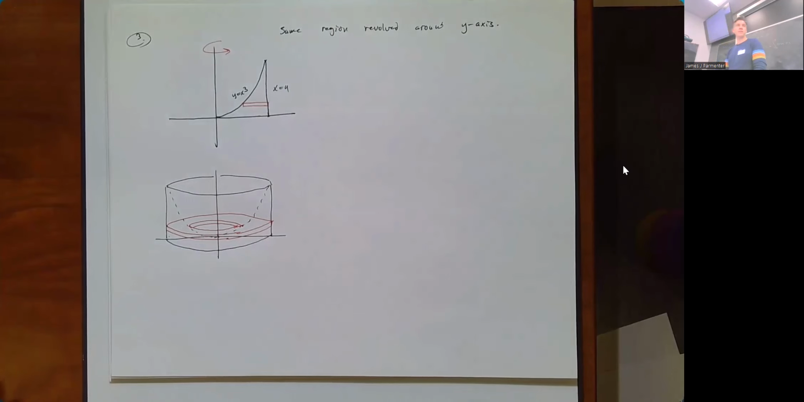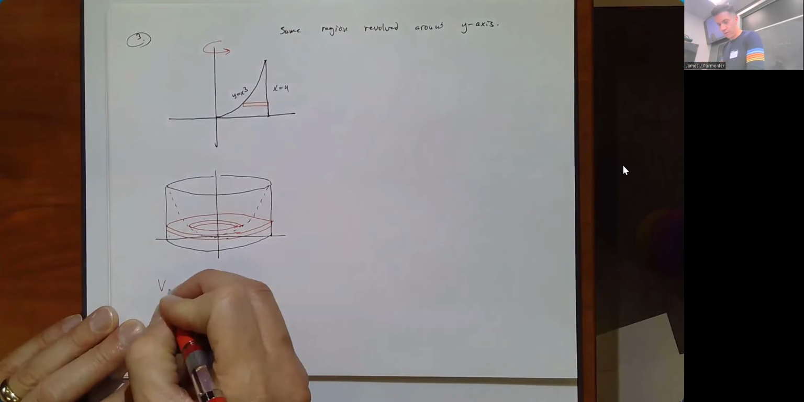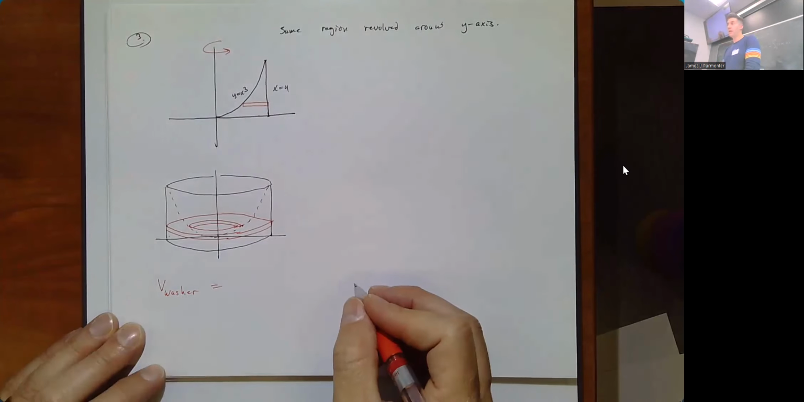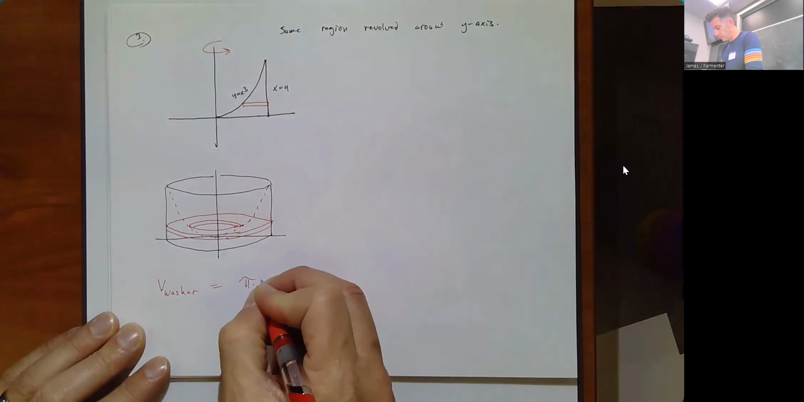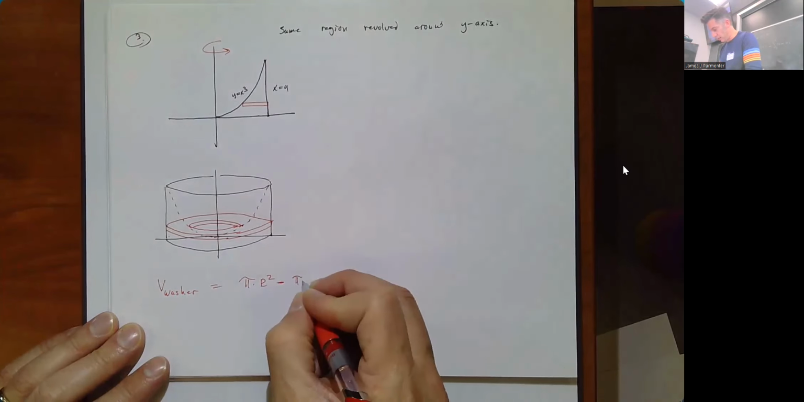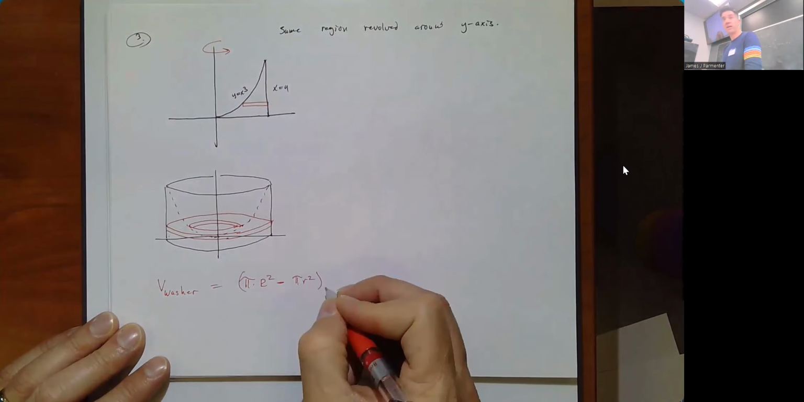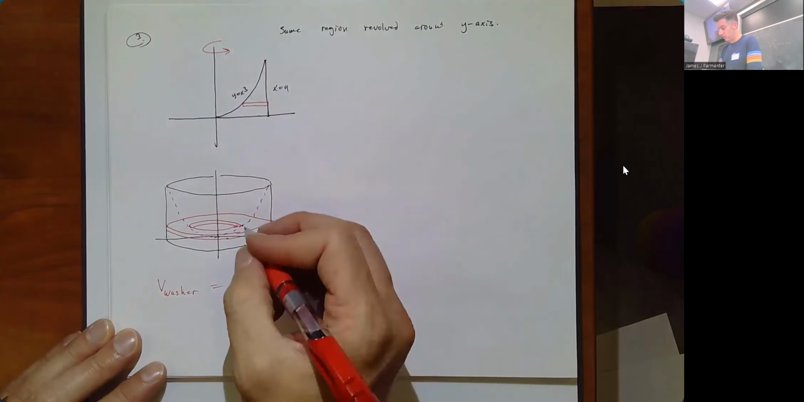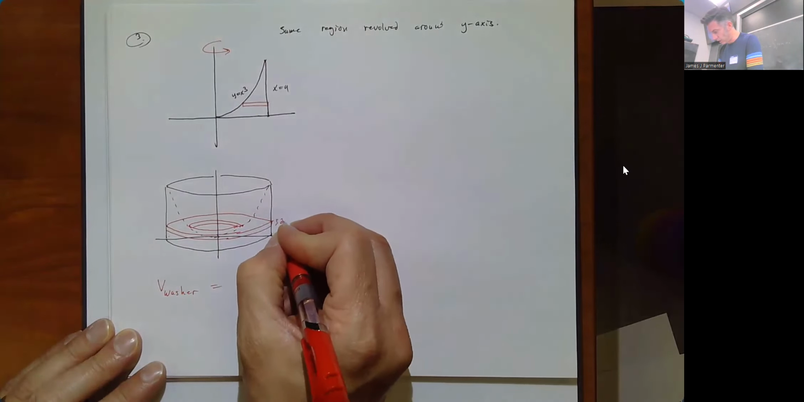What you have is a disk less another disk, better called a washer. You've got some area minus the area we're missing in the middle. So the volume of this washer is going to be, here's how I think of it: the big circle area, pi times big R squared, minus the little circle area, pi times little r squared, times the thickness of the washer, which is dy this time, because it's a change in y, not a change in x.